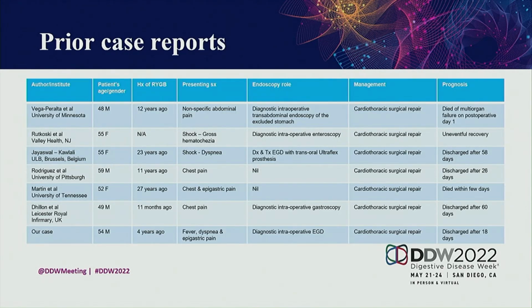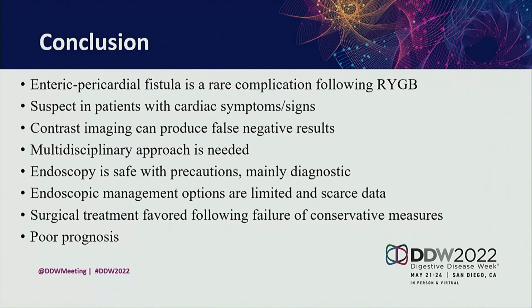Most of the patients' ages were between the upper 40s and low 50s, and the mean time since the previous Roux-en-Y gastric bypass prior to presentation was around 15 years. In all of the previous case reports, endoscopy was mainly diagnostic rather than therapeutic, and the main management was cardiothoracic surgical repair. The prognosis was dim, unfortunately. More than 50% of those patients died within a few days to weeks following the procedure.